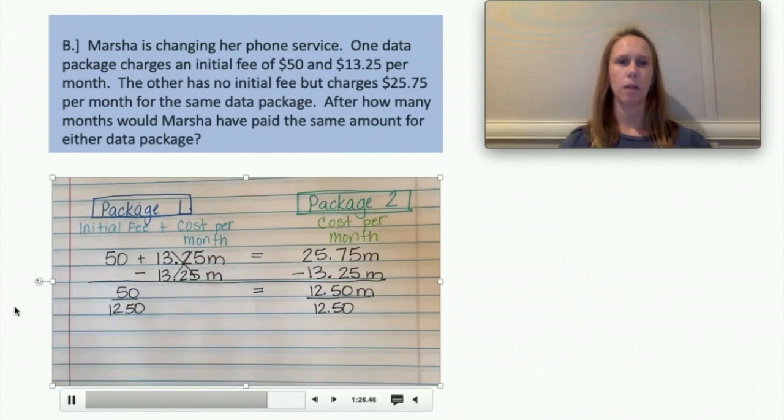And I can just think about how many groups of 12.50 are in 50. Well, I know 2 groups of 12.50 make 25, so I can double that and know that 4 groups make 50. So if m equals 4, that means that after 4 months, Marcia would have paid the same amount for either data package.